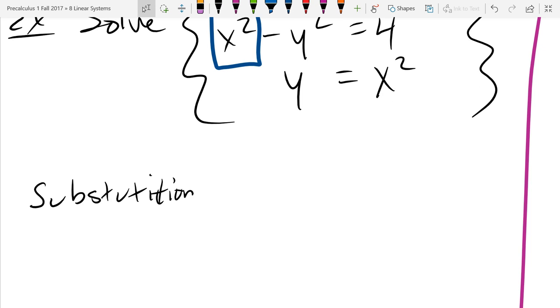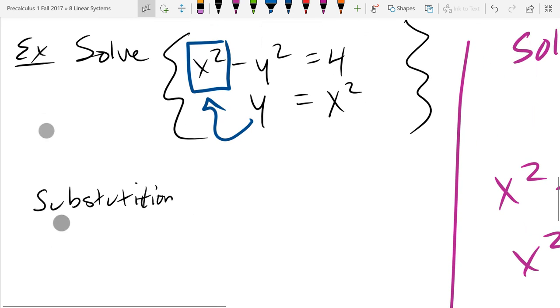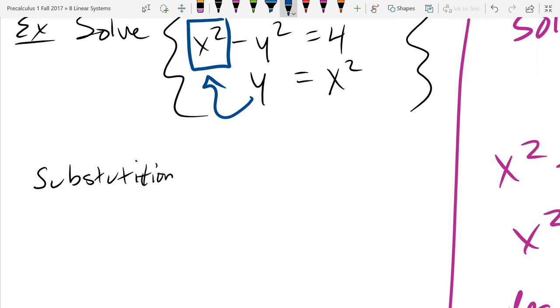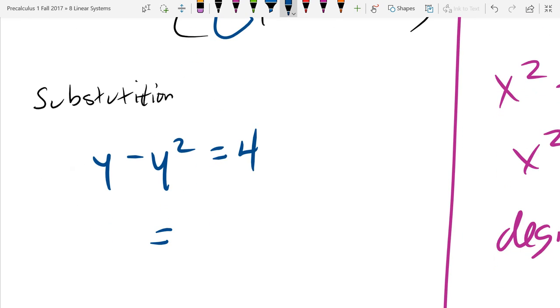So it's a little strange. We're basically solving for x squared, which is already done for us, and then we're going to plug in this x squared, or y, in for x squared. So that's the way we're going to go about it. So we have y minus y squared equals 4. And then this is a quadratic, so go ahead and solve for y. It should be pretty routine. I like my y squared to be positive.